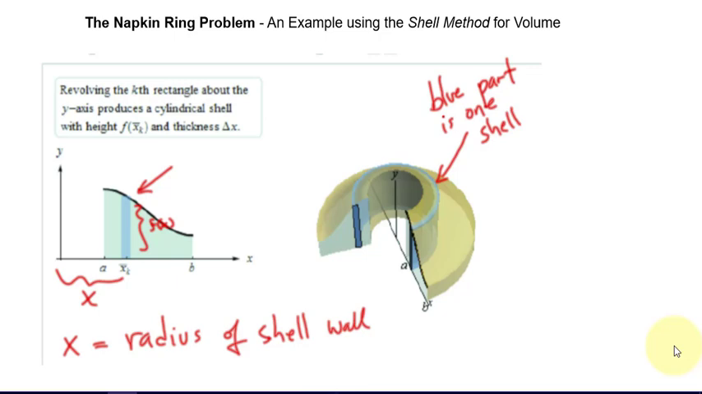All right, let's go through the napkin ring problem, which is a really fascinating little puzzle that is a good example of using this shell method for finding volumes. So I'll take a minute first to just review the shell method.